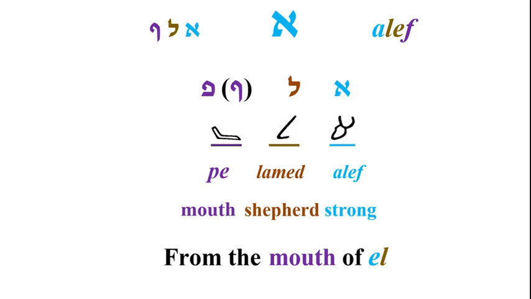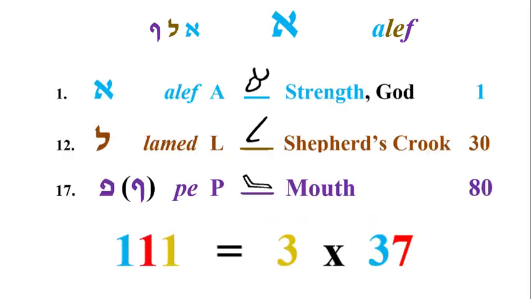Very nice. And notice the Gematria of Aleph. Aleph is 1, Lamed is 30, Pei is 80. It adds up to 111, which is 3 times 37. There's our 37s again.